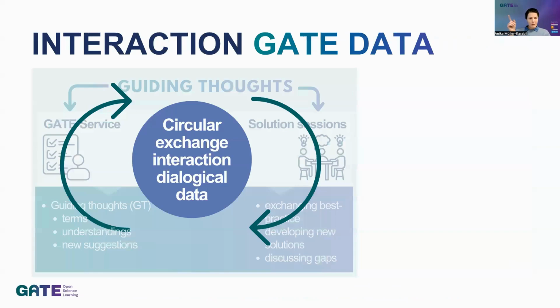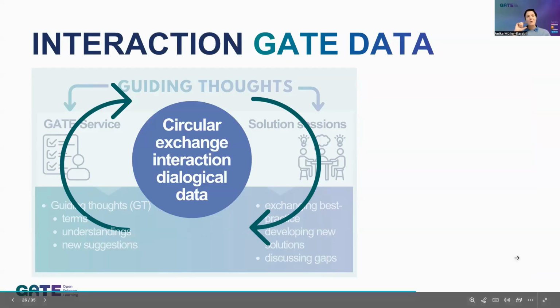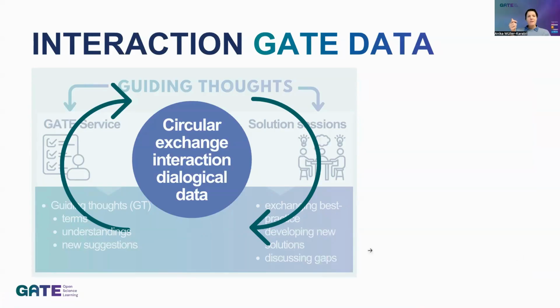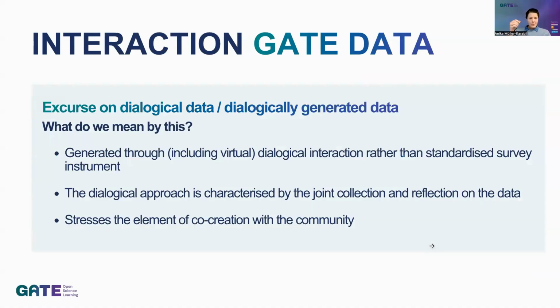And you can go to the next slide, Marie, I think. And there's an interaction between our data sets. So there's an interaction between the guiding thoughts coming in, being selected, being explained, and then new guiding thoughts being added, for example. And that's why we speak of dialogical data. And I think we know what we mean by this, but it's not self-explaining, or it might be not clear to everyone. So what exactly do we mean by dialogical data, or maybe more dialogically generated data?